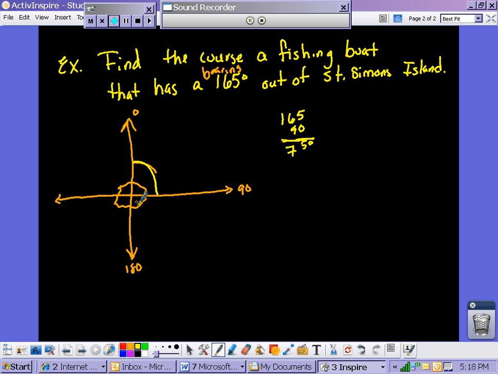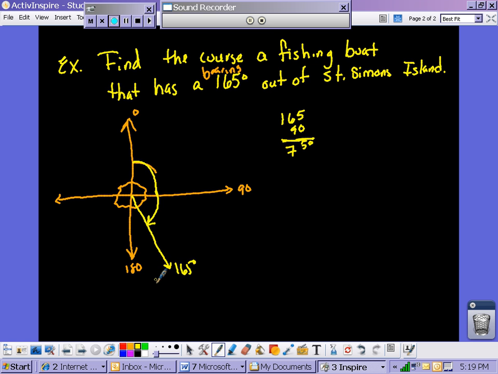All right, so how am I going to do that? Well, I know half of 90 is 45. So I'm just going to make the estimate that I'm somewhere over here. Not exact, but it'll do. So there's my 165 degrees. So from St. Simon's Island, the course of the fishing boat will travel to approximately right here.